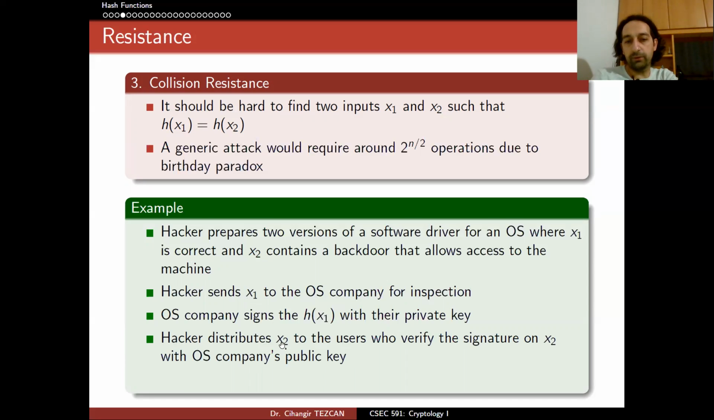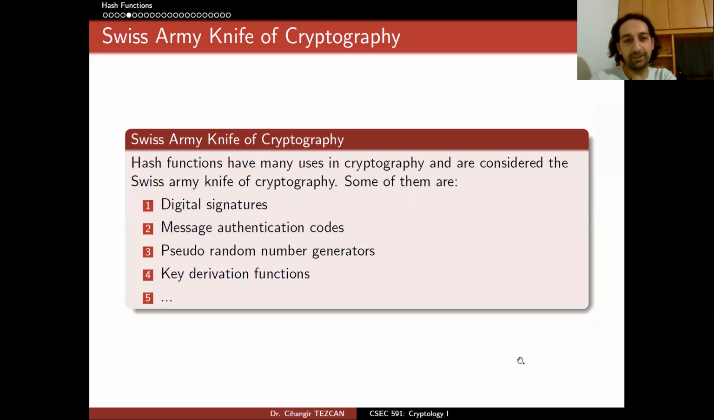So whenever somebody downloads this X2, which is a driver with the backdoor in it, when they try to install it, the operating system will say that this is a secure file, because they will take the hash of X2, which will be the same as this, and they will check that this was signed by the operating system company's private key. So they will check it with the public key, and the operating system will say that this file is secure to install, which in reality is not. So this is an example where collision resistance is needed.